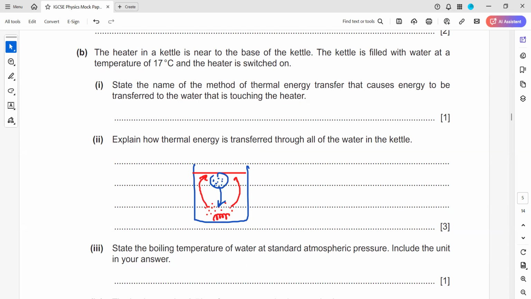So how will you score the marks? One mark for mentioning that the heated particles of water have low density so they rise up. One mark for cold particles, with low energy and high density, sinking. And one mark for using the term convection current, or convection, to transfer the energy throughout the water.